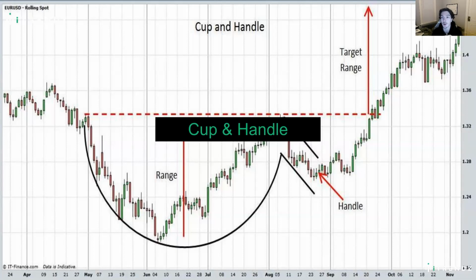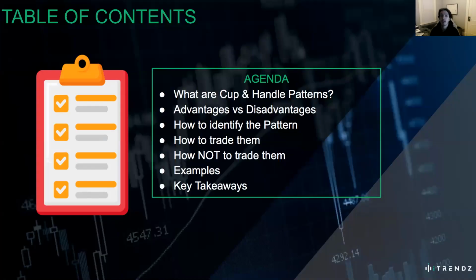We're going to be talking about cup and handles today. We did this class a couple weeks ago, but I was waiting for this webcam to come in so I could fix the audio so you guys could hear me a lot better. We got that comment, and we wanted to fix that ASAP. So today we are going to be talking about the cup and handle pattern, the advantages and disadvantages of it, how to identify the pattern, how to trade them, how not to trade them, and some examples. We're going to go over a few examples and some key takeaways.